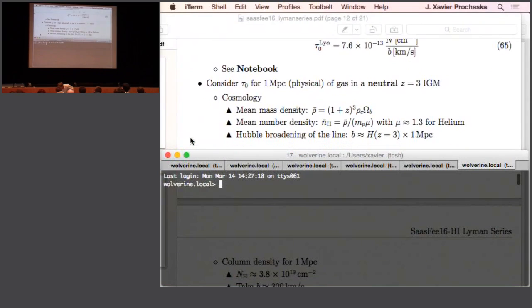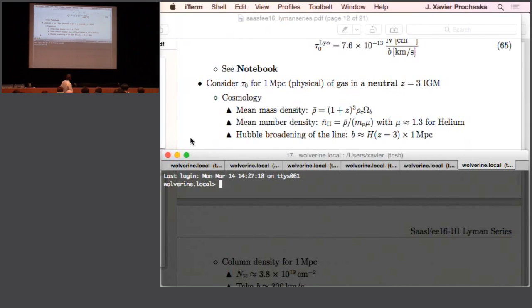We can now make an estimate of the opacity of the intergalactic medium under the ansatz that it's completely neutral. This is indeed what Gunn and Peterson did 50 years ago. We have it for our cosmology. We have the mass density given by the mean density of the universe times the baryonic fraction.